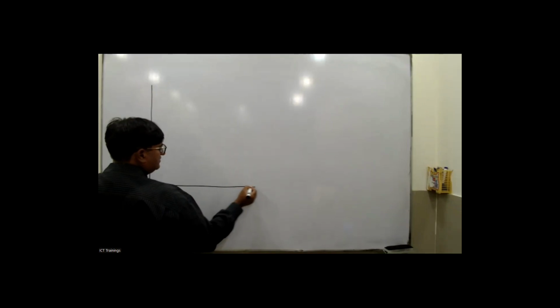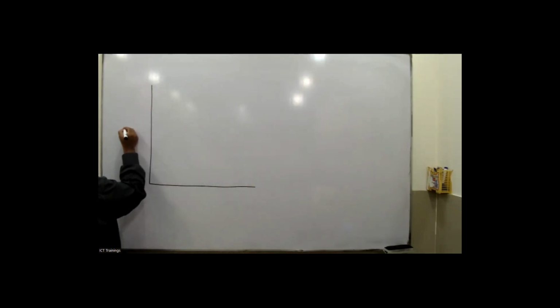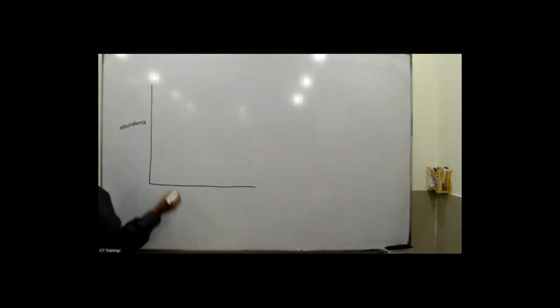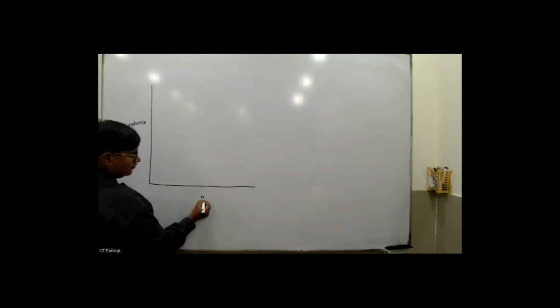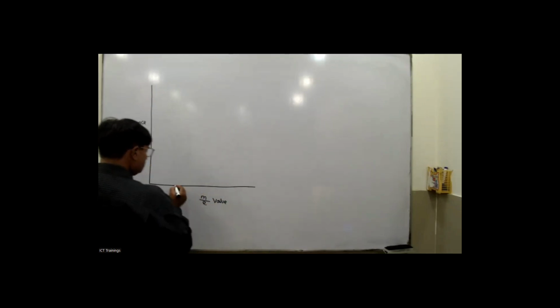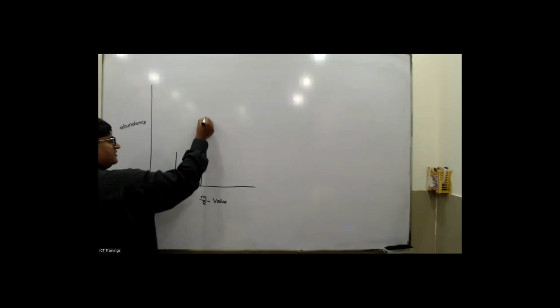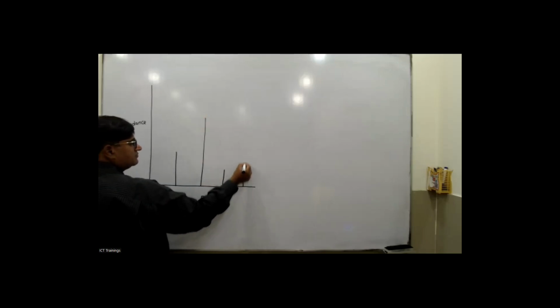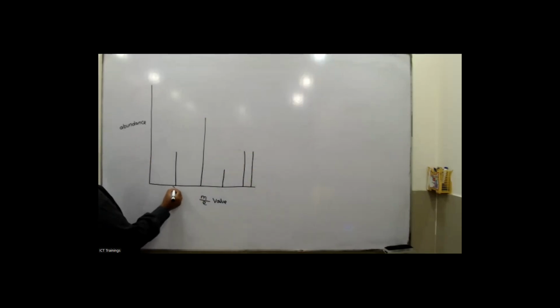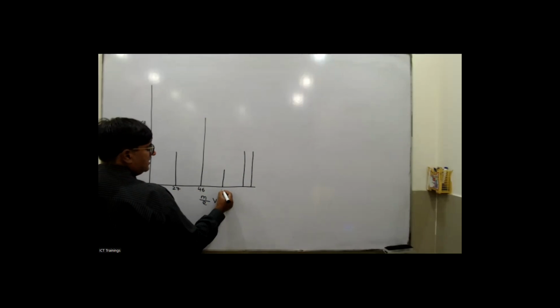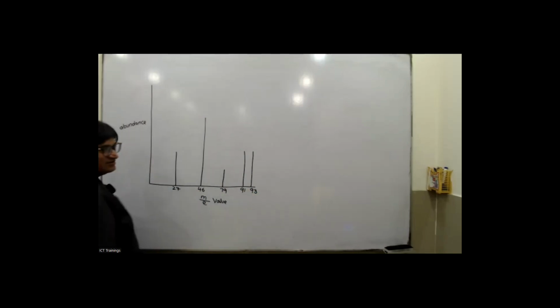Again, we are having this graph in which along the y-axis you got the abundance, and along the x-axis you got the m over z values. There are different peaks present up here. This peak is present at 27. This one is present at 46. This is present at 79. This is present at 91, and this is present at 93.